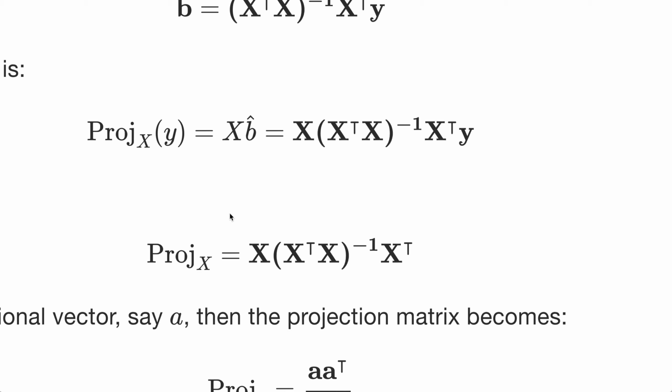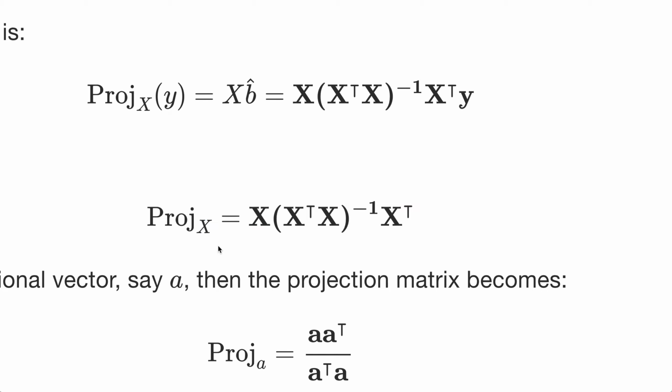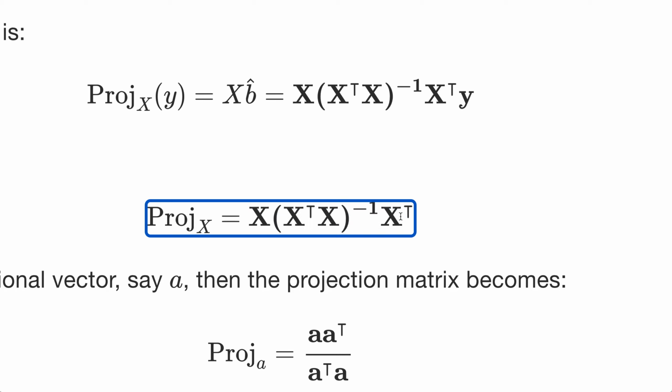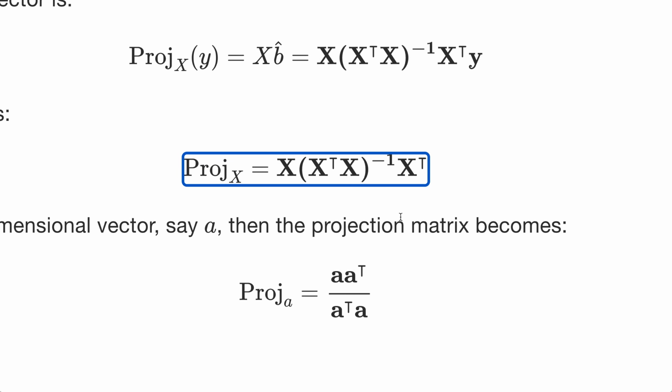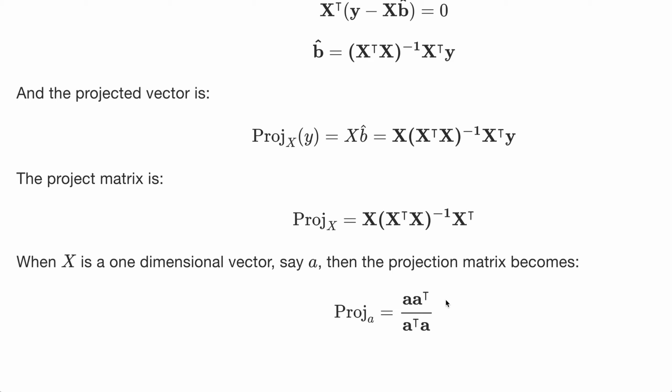So the projection matrix onto the column space of X is this matrix: X times X transpose X inverse times X transpose. And if X is a one-dimensional vector, let's say a, then this projection matrix is just a times a transpose divided by the scalar value a transpose a.